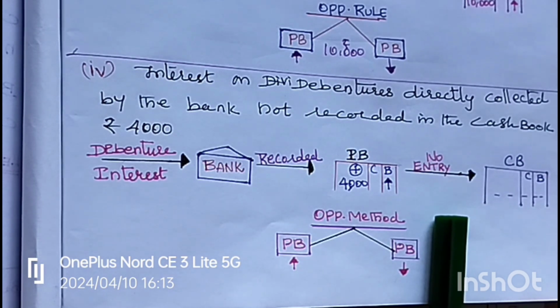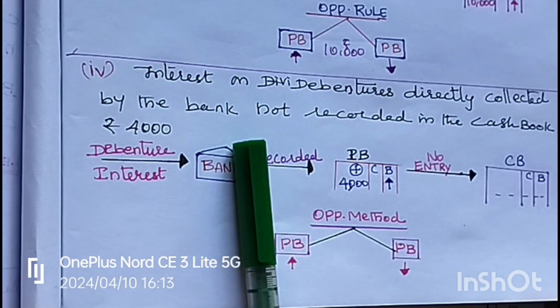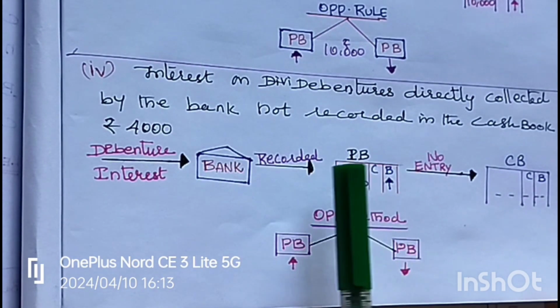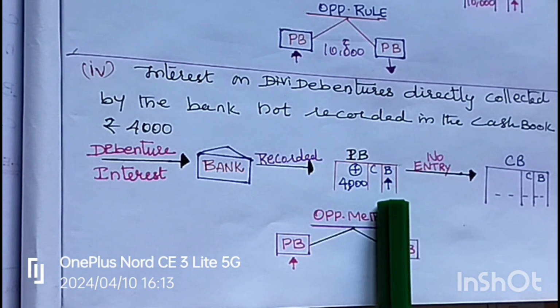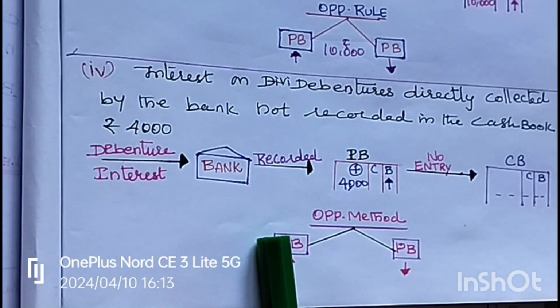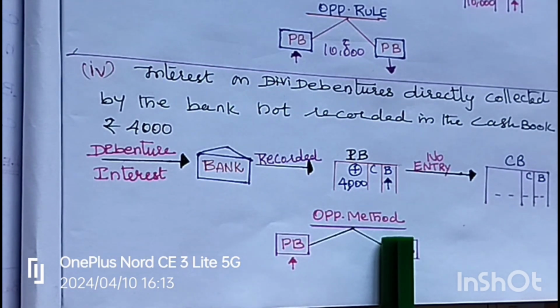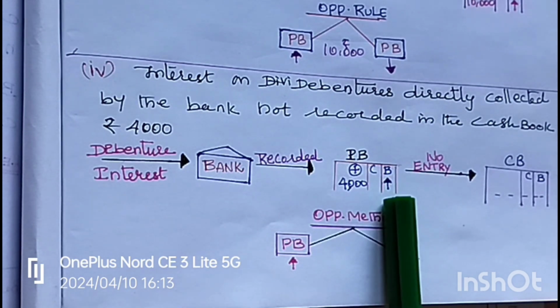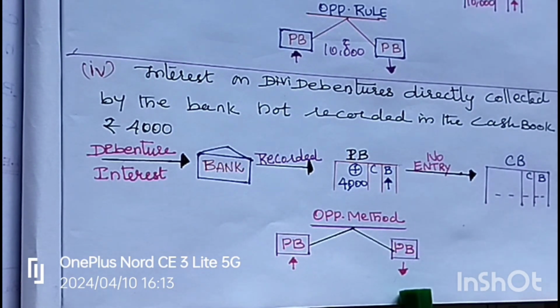Let's come to the point: interest on debentures directly collected by the bank. So 4,000 rupees increased in the bank passbook. What method are we using here? Whether original method or opposite method? Here we are using the opposite method. So whatever is increased in the bank passbook, as per the opposite method, it is to be decreased. Are you clear? So this transaction will be subtracted.